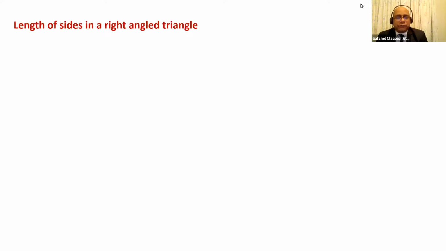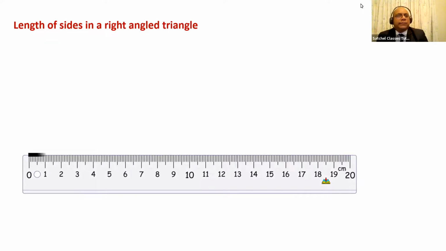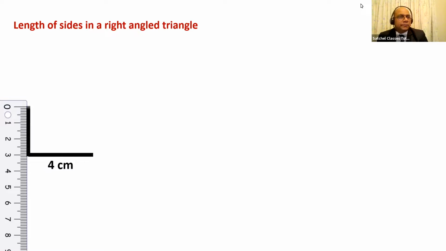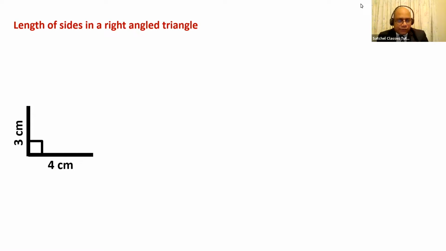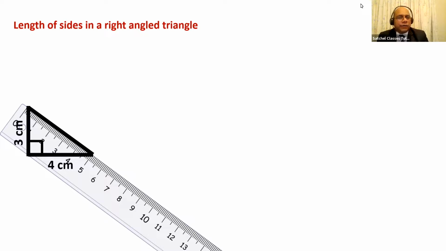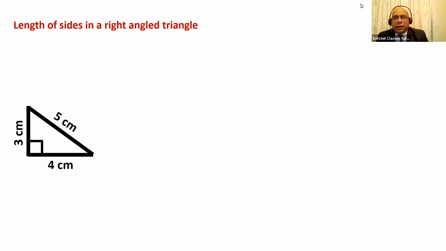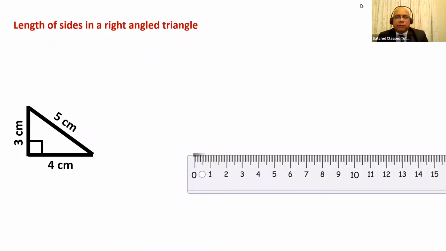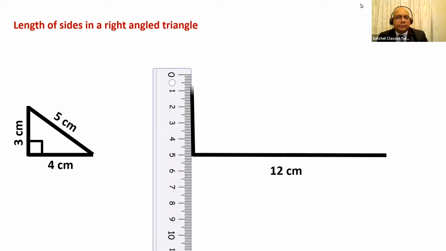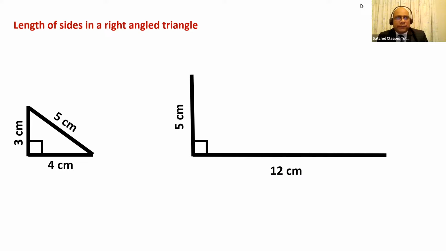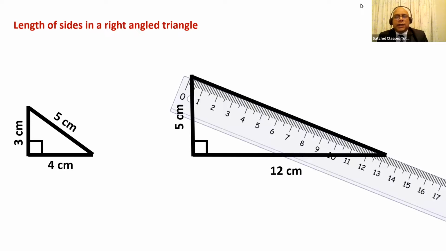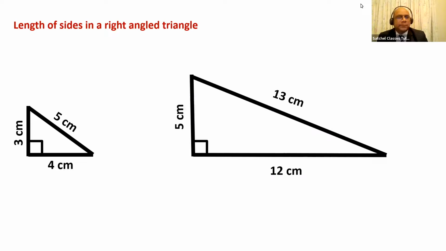Right. Now let us investigate what could be the lengths of sides in a right angle triangle. So let's first draw a triangle with a base of 4 centimeters. Let's make the height of that triangle 3 centimeters. Now, what do you think will be the hypotenuse? Let's measure that. We'll first join it and then measure it. As you can see, the length of the hypotenuse is 5 centimeters. Let's leave it there. Let's draw one more right angle triangle. This time, we'll make the base length 12 centimeters and let the height be 5 centimeters. What do you think the hypotenuse is going to be? Let's first construct the hypotenuse and then measure it. As you can see, in this case, the hypotenuse is 13 centimeters.